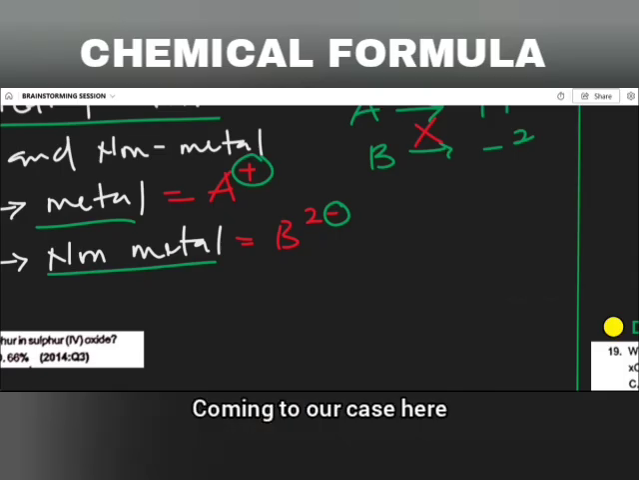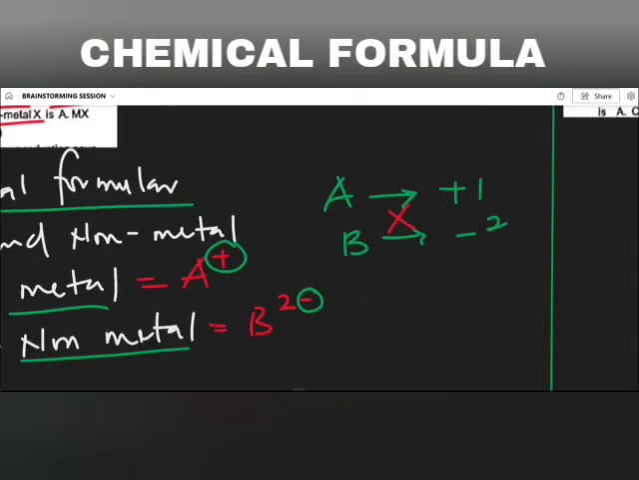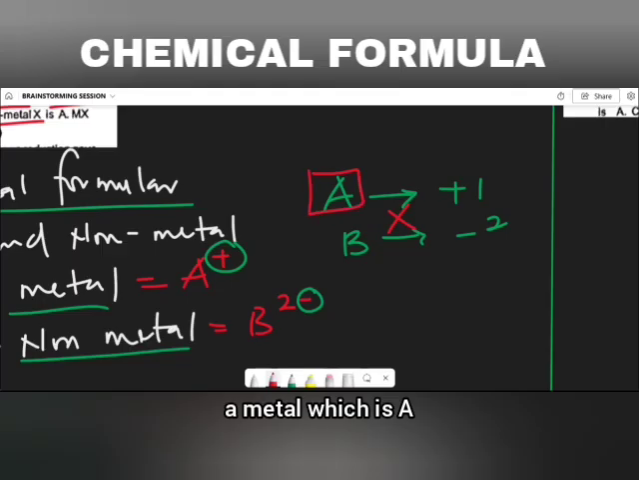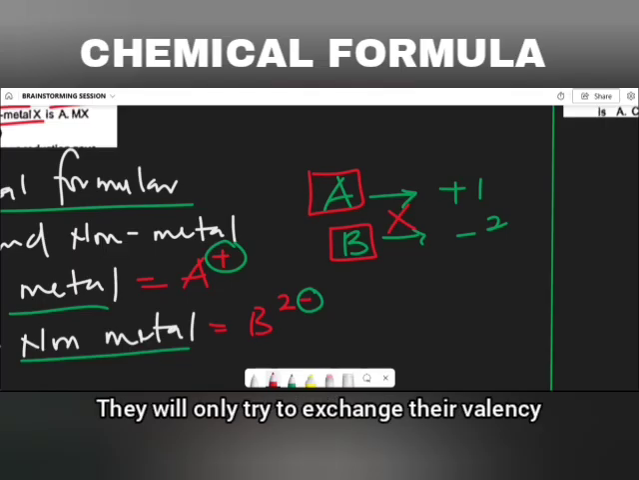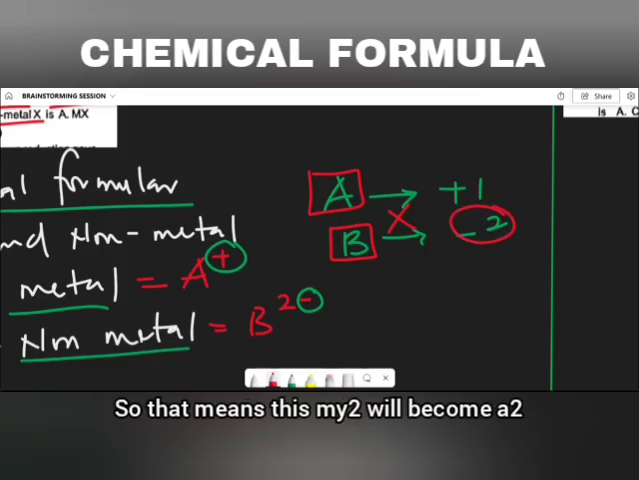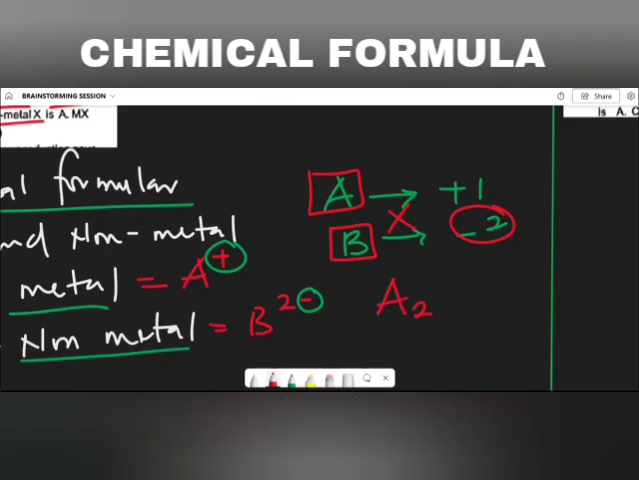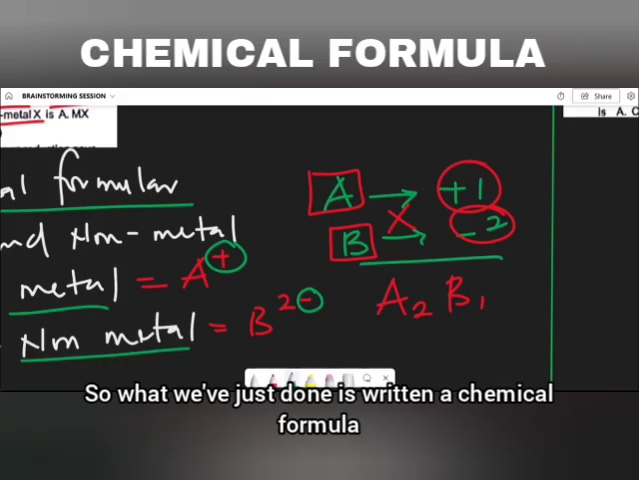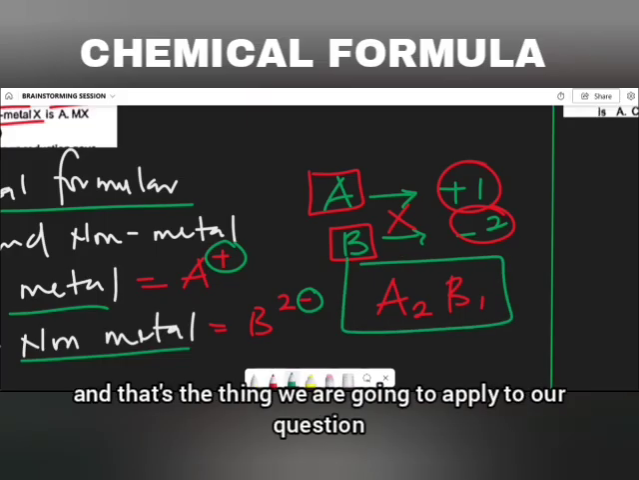Coming to our case here, we want to combine a metal, which is A, and a non-metal, which is B. They will only try to exchange their valency and they form a compound. So that means this 2 will become A2 and this 1 will become B1. So what we've just done is written a chemical formula. And that's the same thing we are going to apply to our question.